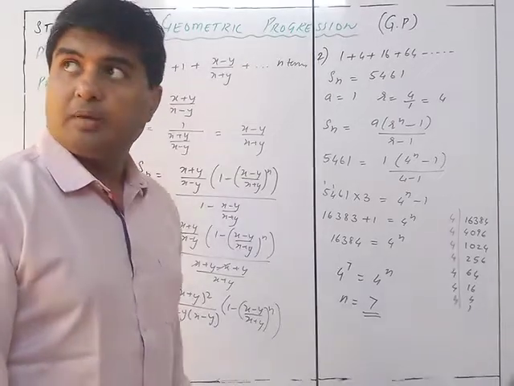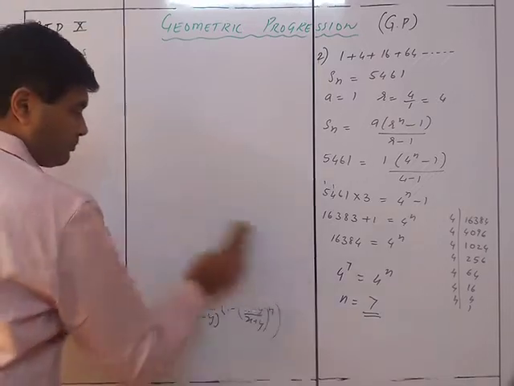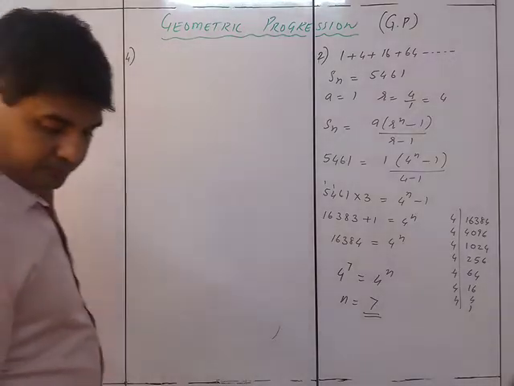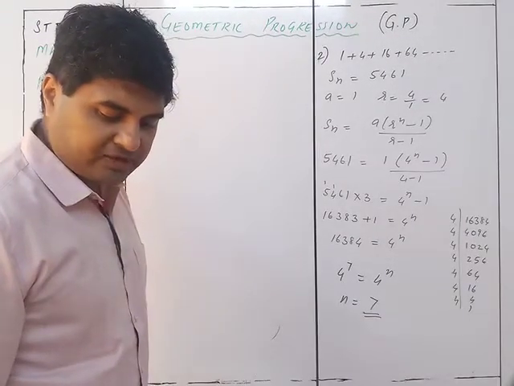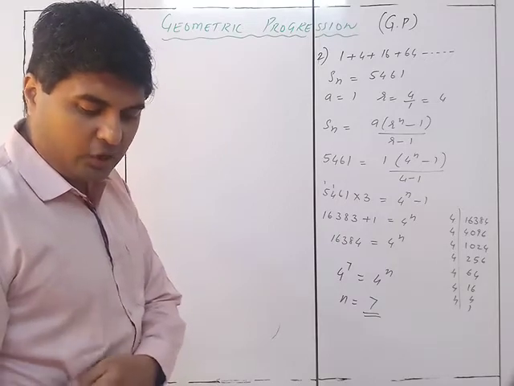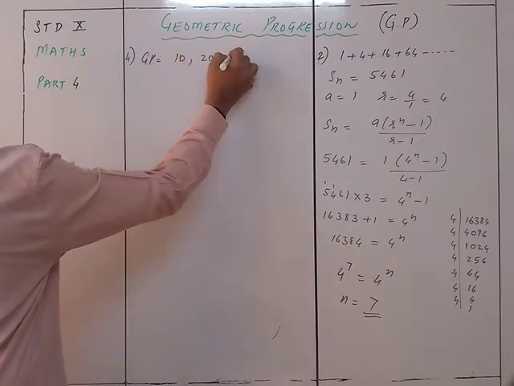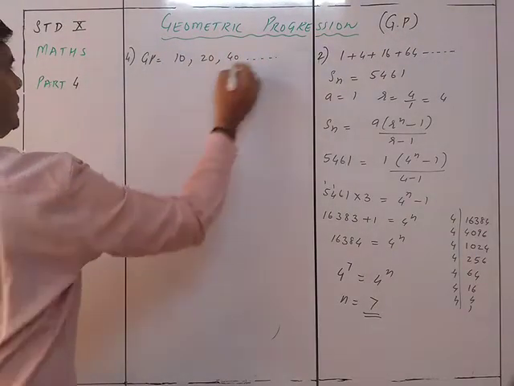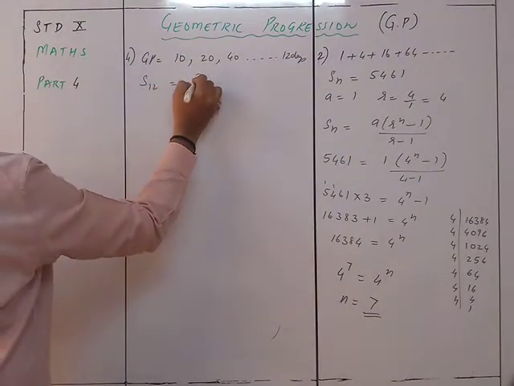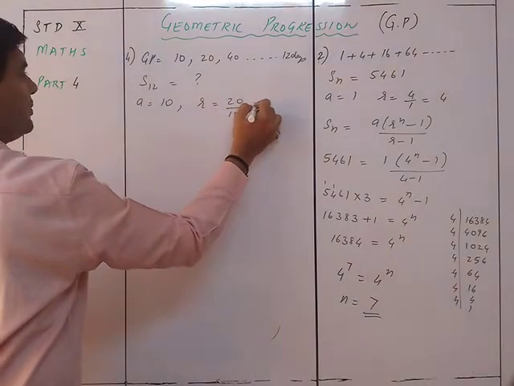We now move on to sum number 4. A boy spends rupees 10 on the first day, 20 on the second, 40 on the third, and so on. Find how much he spends in 12 days. So we got that the GP is 10, 20, 40 and so on for 12 days. So S12 is what we need to find out, where A is equal to 10 and R is equal to 20 upon 10, which is equal to 2.